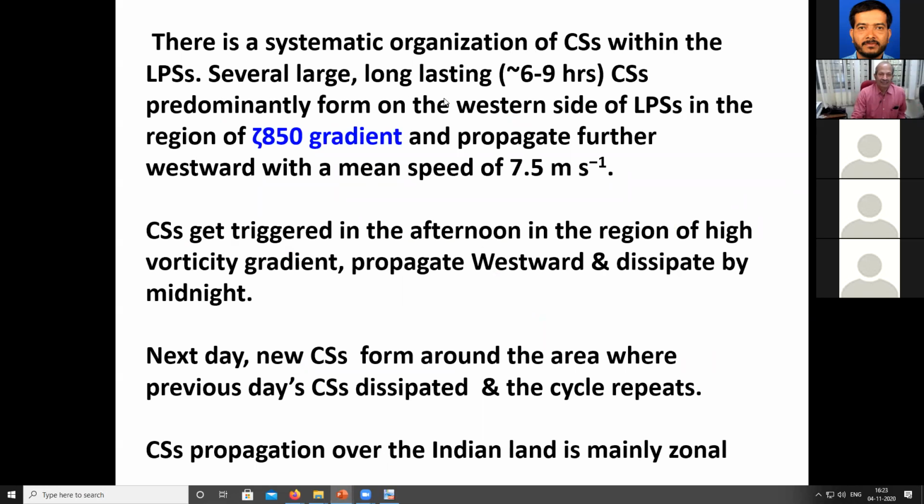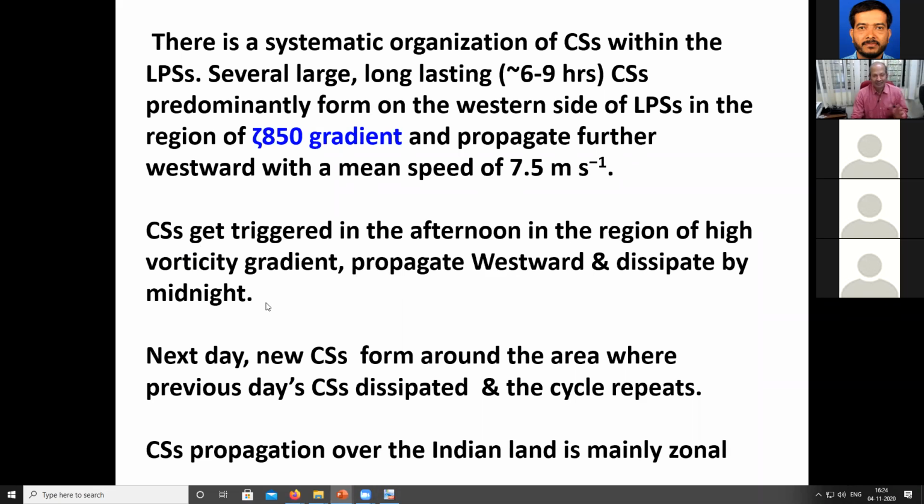Several large, long-lasting cloud systems, and by long-lasting I mean about 6 to 9 hours, some of them lasting 12 hours, predominantly form on the western side of low-pressure systems, in the region of the low-level 850 hPa vorticity gradient, and propagate further westward with a mean speed of 7.5 meters per second. CCS get triggered in the afternoon in the region of high vorticity gradient, propagate westwards, and dissipate by midnight.